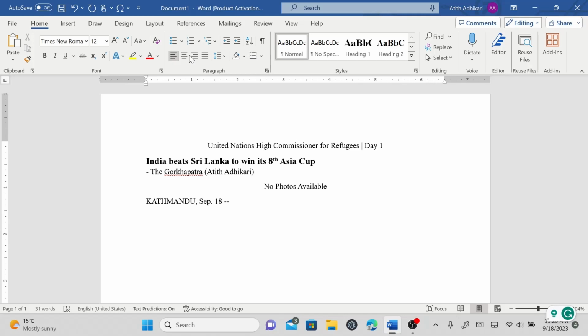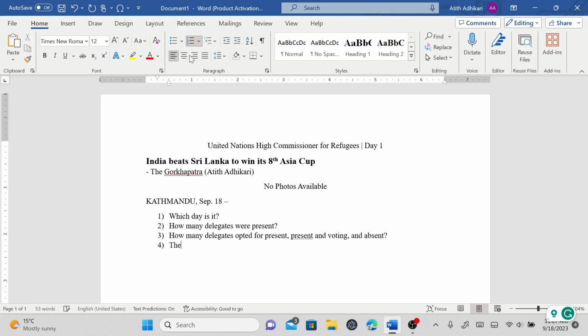Now, if this is a committee report, I expect a few things from you. First, which day is it? Second, how many delegates were present? How many delegates opted for present and voting, and absent? Also, I want the exact times that any event happened.